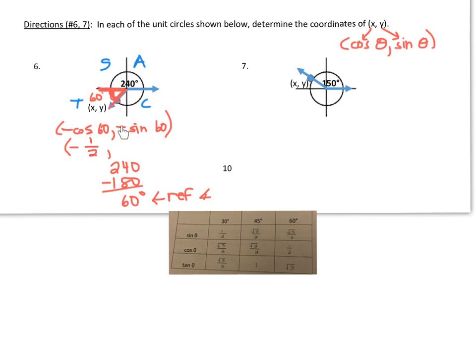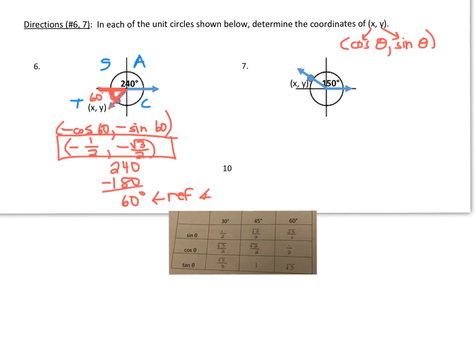And then let's take this negative sign and bring it down. And then sine of 60, so here's sine, now let's follow it over to 60 degrees, is radical 3 over 2. So this right here, these are the coordinates of xy when we're looking at a 240 degree angle. So to plot this point on the unit circle, you would have to go back 1/2 and down radical 3 over 2 units. Okay, so let's do the same thing for number 7.